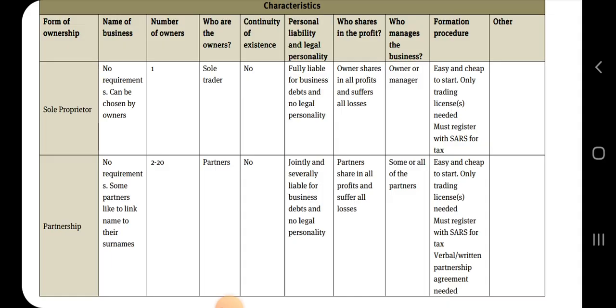And then the sole proprietor, the owner is fully liable for business debts, and there's no legal personality. And then who shares in the profit? The owner shares in all profits and suffers all losses. So if the business goes into debt, the owner also goes into debt. And then who manages the business? The owner, or the owner can hire a manager. Formation procedures: easy and cheap to start, only a trading license needed and must register with SARS for tax.